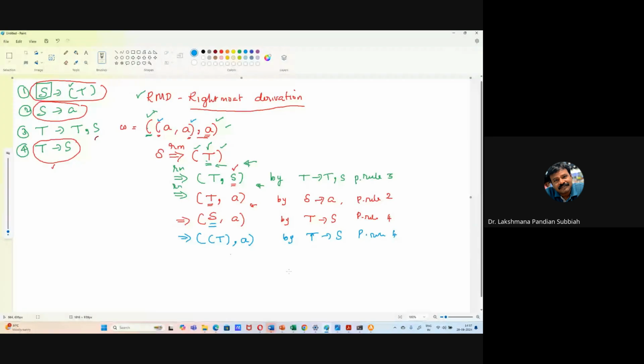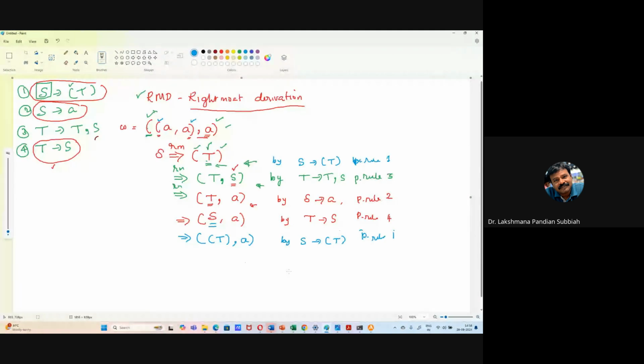Next, S is sorry, it's not that. Sorry, I'll erase it now. So that one, as we are having, the rule is S derives open bracket T close bracket, by production rule 1. Once again, here the first step is production rule S derives open bracket T close bracket, production rule 1.